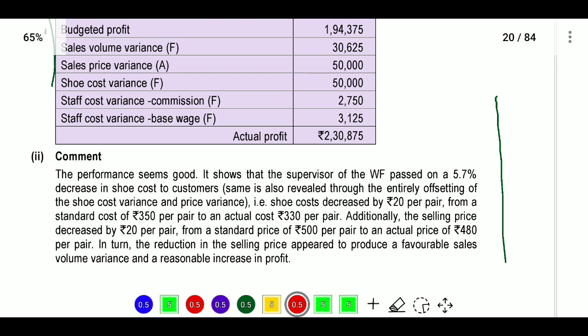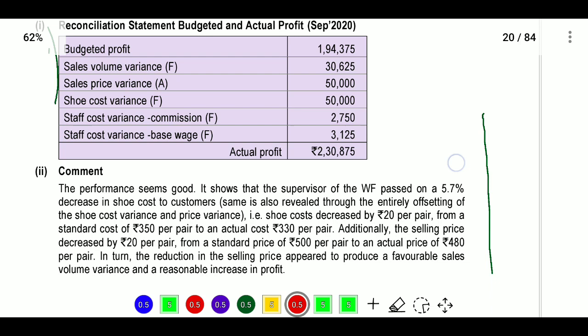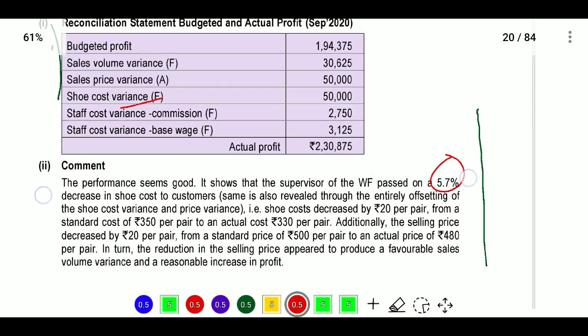We will provide the cost percentages for each, that is, how much percentage there is for cost variance to customers. The same is also revealed through the entire offsetting of cost variance and price variance. Now shoe cost will be decreased by 20 rupees per pair for standard cost. That is, 350 budgeted and we actually have 330. So it is favorable only. When the cost is decreased, then it is favorable only.